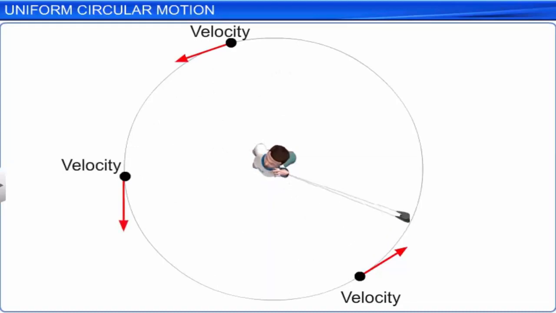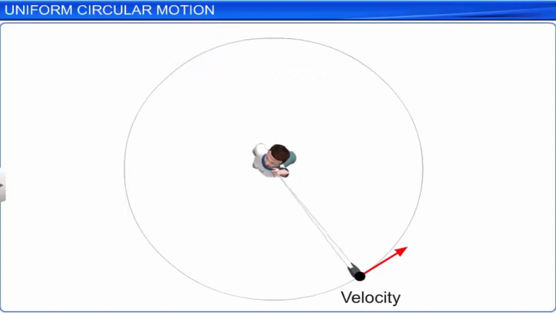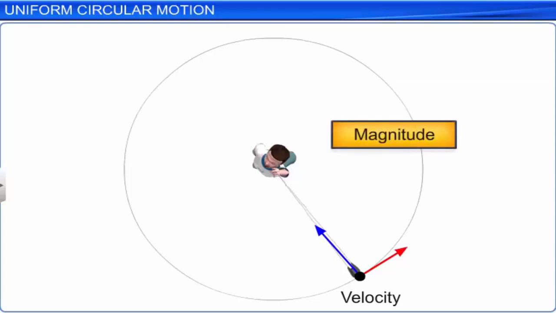When a body moves in a circular path at a constant speed, it is said to be in uniform circular motion. As the body is continuously changing its direction of motion, its velocity changes continuously. Since the velocity of the body is changing, it has acceleration, which is known as centripetal acceleration. Let us find the magnitude and direction of the centripetal acceleration.